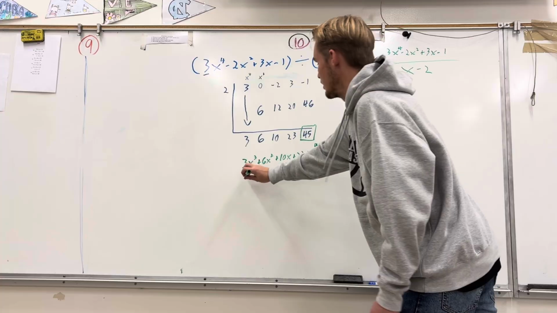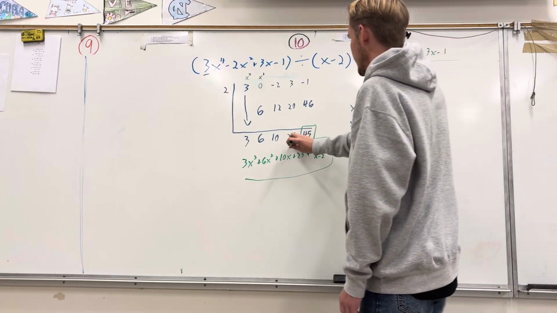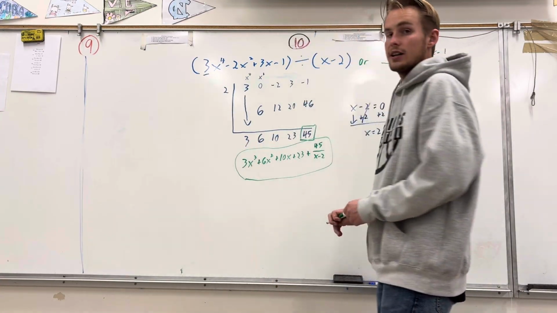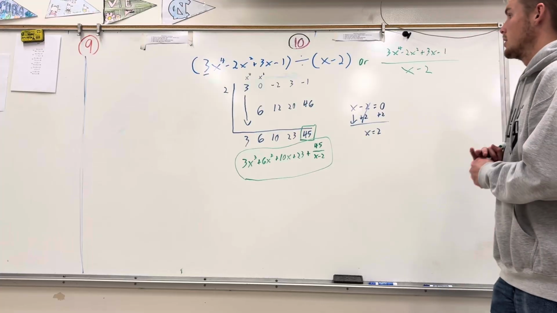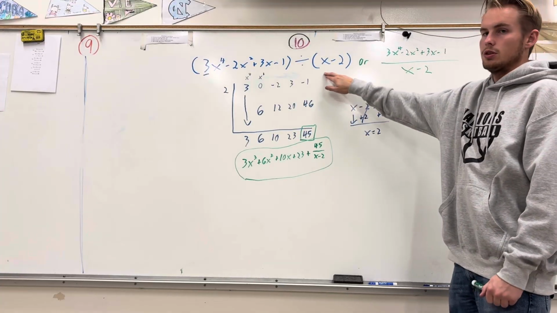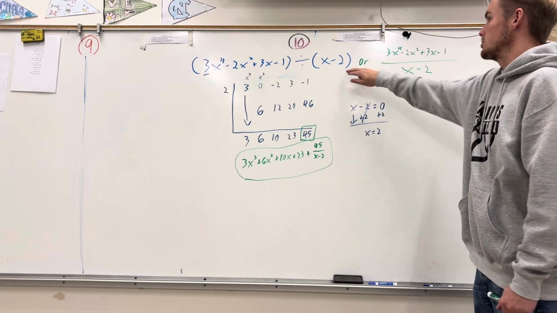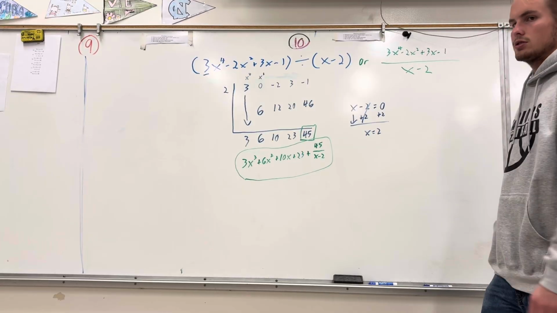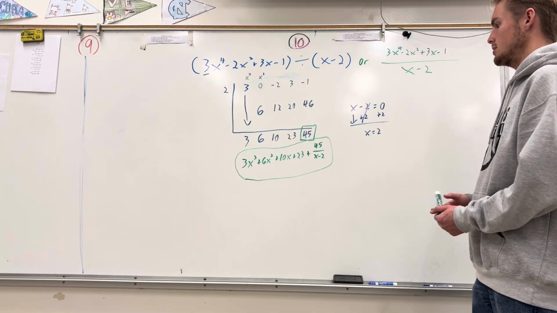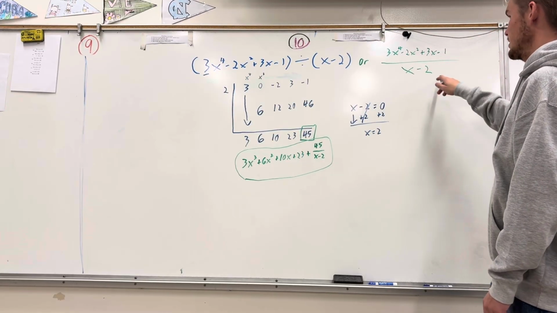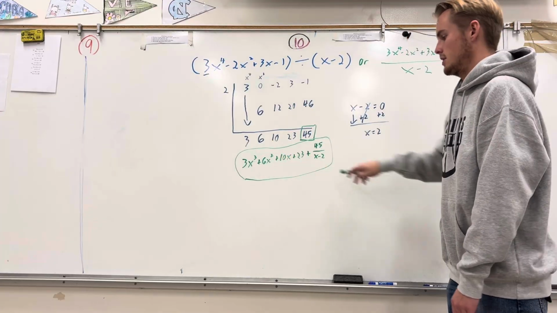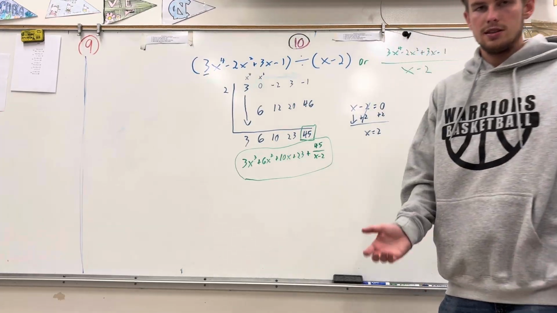And this is your final answer for both of these. I just wrote them up here. I wrote both of them, the blue and the green, just so you can see the two different ways it may be written. But if you divide this by this, you're going to get this down here using synthetic division.